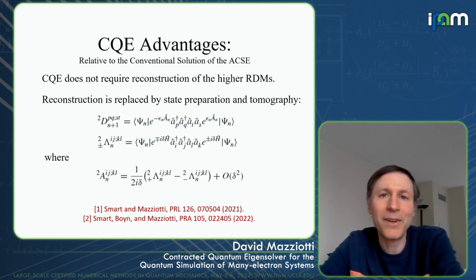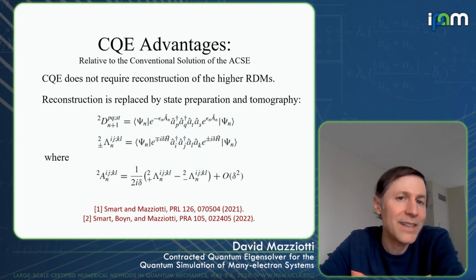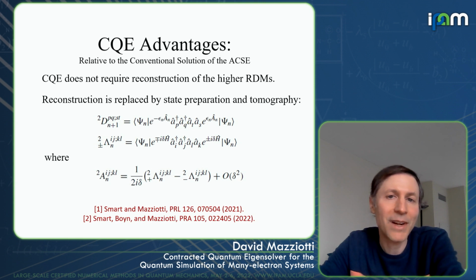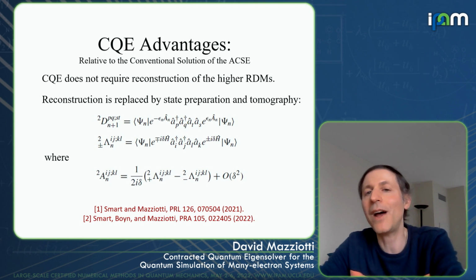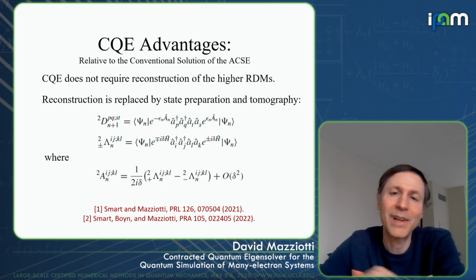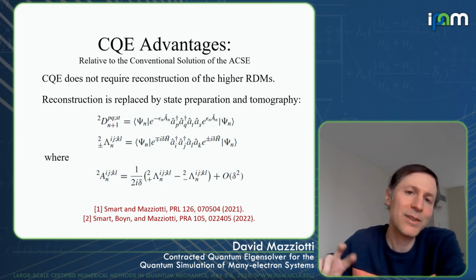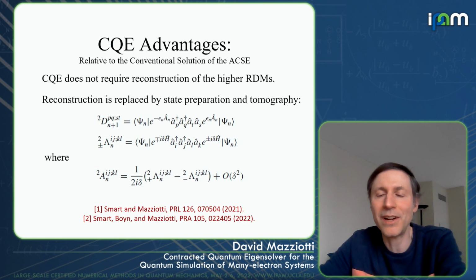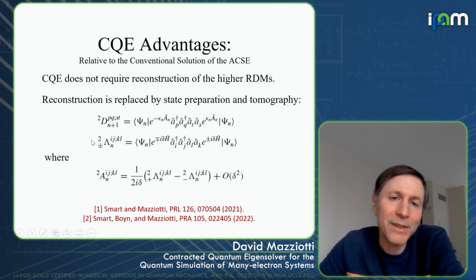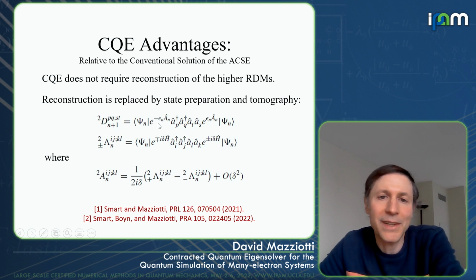So first of all, what are some of the advantages? The CQE does not require reconstruction of the higher reduced density matrices. So this is the key advantage relative to the classical algorithms, and it implies a potential exponential advantage for performing a solution of the ACSE on the quantum computer. So the reconstruction is replaced by two different processes: one, state preparation on the quantum computer, and two, tomography. So we're basically preparing two different states on the quantum computer. The first one is the update of the wave function using the residual of the ACSE.